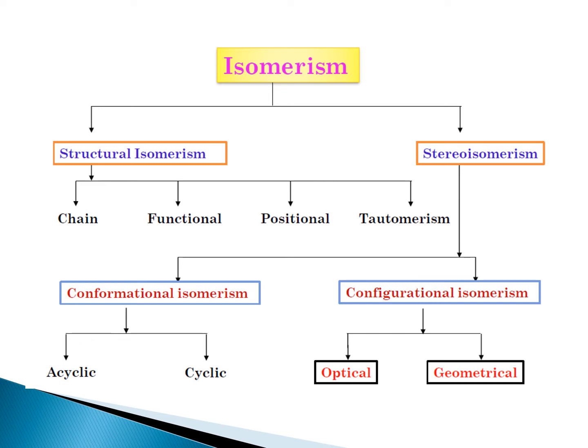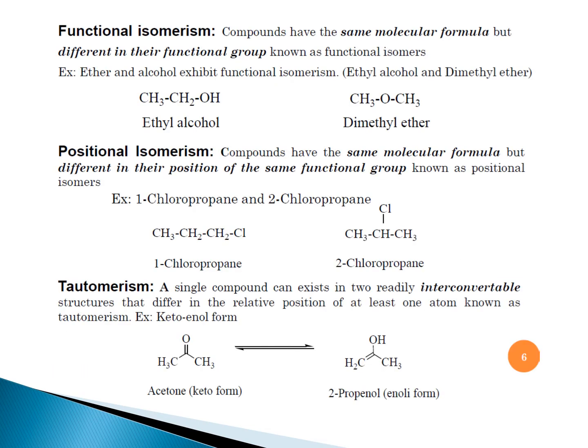Conformational and configurational, as the name says, are different, and we will discuss both of these isomerisms later on. First of all, conformational isomerism is divided into two parts: acyclic and cyclic. Configurational isomerism is divided into two parts: optical and geometrical.